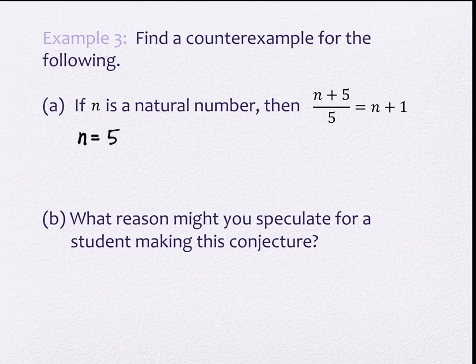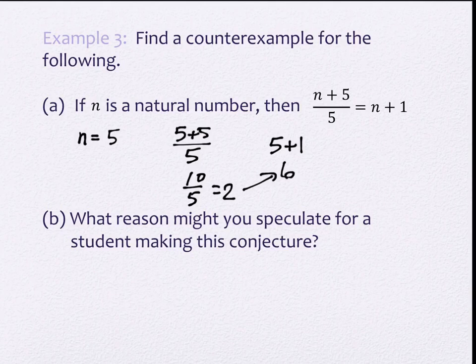5. Awesome. Okay. So if we choose 5, I have 5 plus 5 over 5 on the left. And on the right, I have 5 plus 1. So what is 5 plus 5? 10. And what is 10 over 5? 2. So the left-hand side is 2. What is 5 plus 1? 6. And 2 does not equal 6.